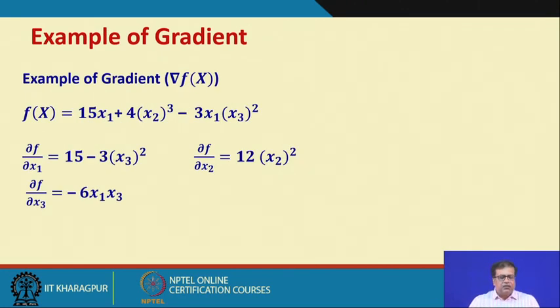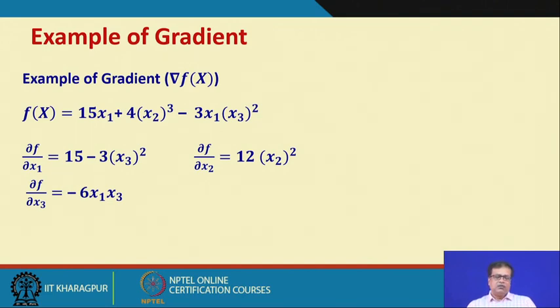So, here is an example. Supposing we have a function f of x equal to 15 x 1 plus 4 x 2 cube minus 3 x 1 and x 3 to the power whole square. So, what should be the value of the gradient? Now, we need to find out the first order partial derivative with respect to x 1, x 2 and x 3. So, when we take the first order partial derivative of the function with respect to x 1, tell me which are the terms which will be useful for us, right.